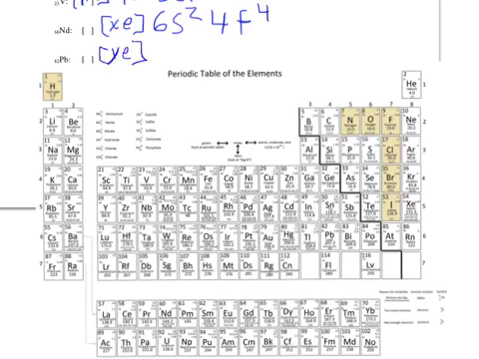That's 54. Where does that 55th electron go? It goes here. Oops, I did that wrong. It goes right here in the 6s. So I'll say 6s2.